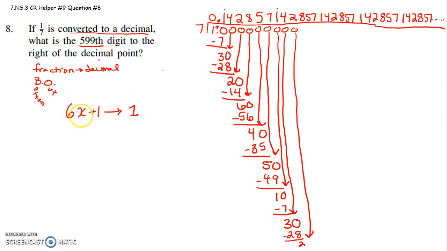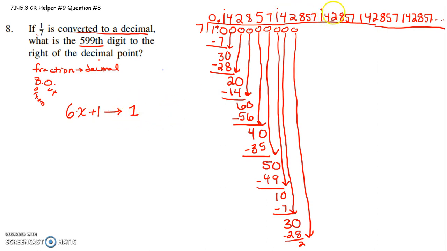6 times 2 is 12, and 1 more is 13. So the 7th, 8th, 9th, 10th, 11th, 12th, 13th digit is guaranteed to be a 1. 6 times 3 is 18, and 1 more is 19. So the 19th digit is guaranteed to be a 1.